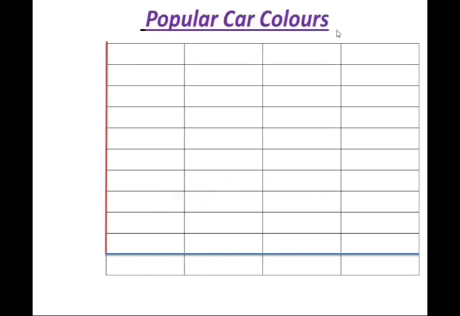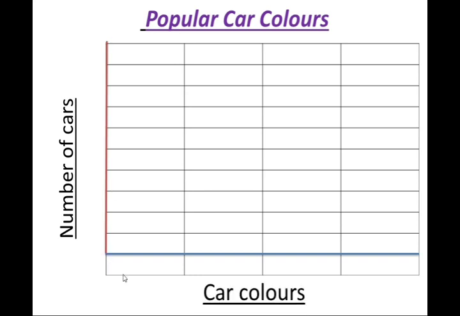We need a title for this graph. The title, which will be the same as the previous video title, is Popular Color Cars. Right, so my title will tell me that this graph is going to be all about popular colors of cars in a particular town. We need labels. Your y-axis will have the label number of cars, which means now your y-axis needs a scale or a counting pattern, and your x-axis has the label of car colors.